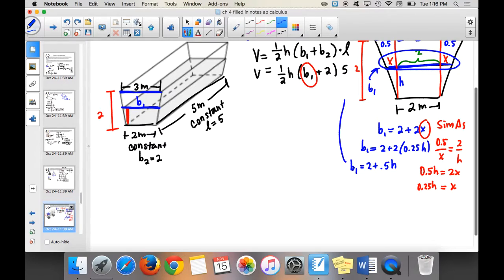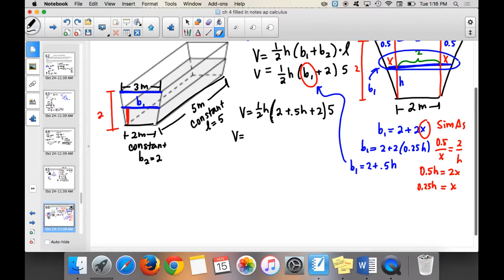And now we plug that in there. So now we get V equals 1/2 h times (b1, which is 2 plus 0.5h, plus 2), and then times 5. So we get V equals 1/2, let me write that as 5 over 2 h. I'm going to get annoyed with that 5 at the end. So 5 over 2 h times (4 plus 0.5h). So we get 20 over 2 is 10h plus 0.5 times 5 over 2 is 5 over 4 h squared.